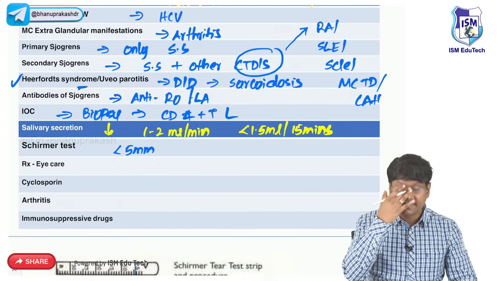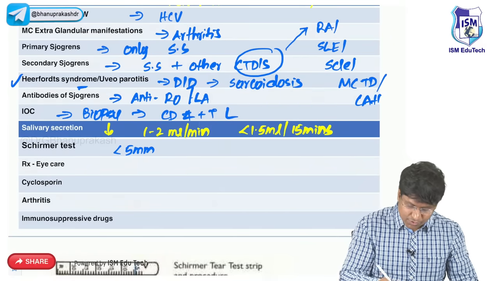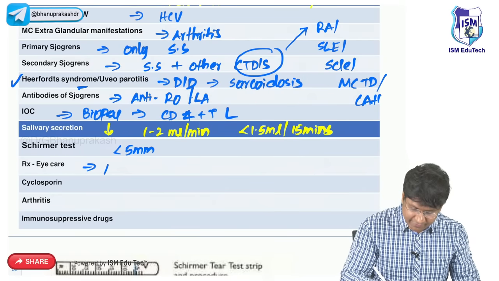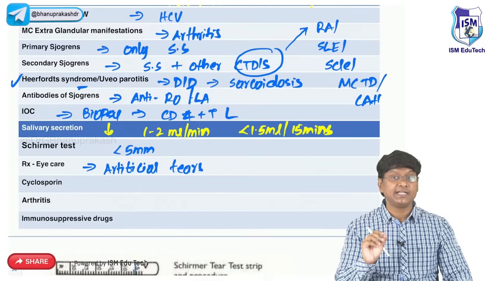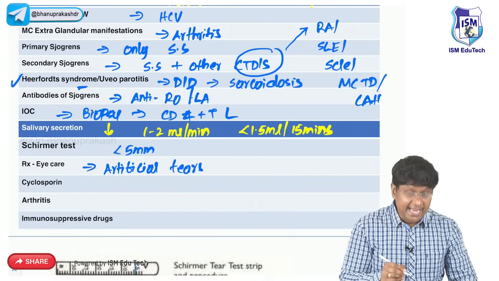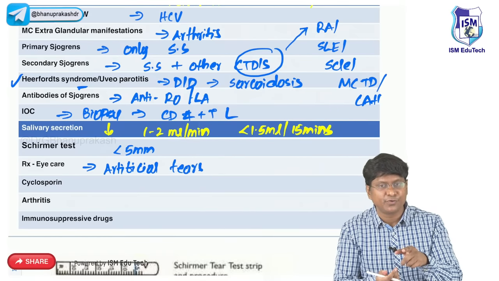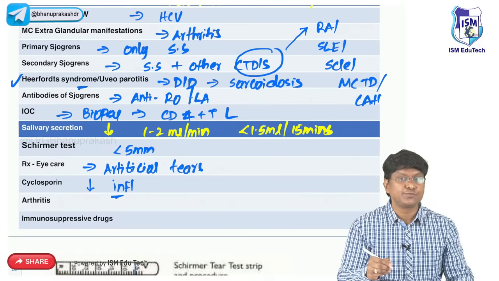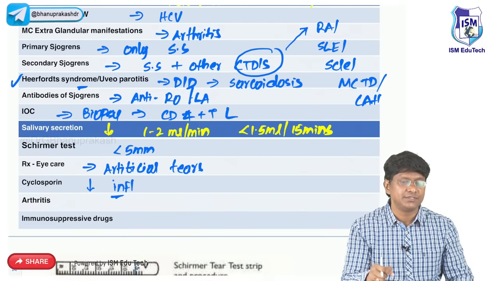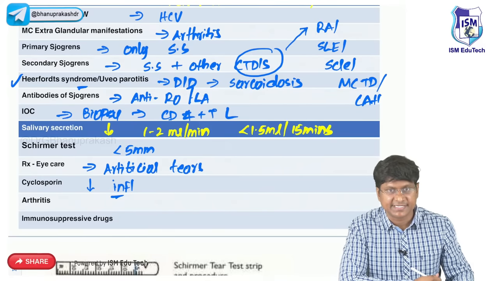See, the basic point is the abnormality in the tear secretion. There is decreased tear secretion, and thereby there are dry eyes. So, these patients, you have to give artificial tears, okay? Right, and the next thing is cyclosporin. What is the purpose of giving cyclosporin? It will suppress the inflammation within the lacrimal gland, and thereby it can increase the tear secretion, right?